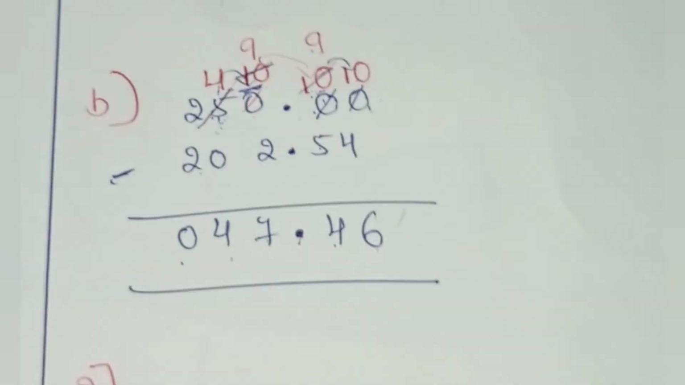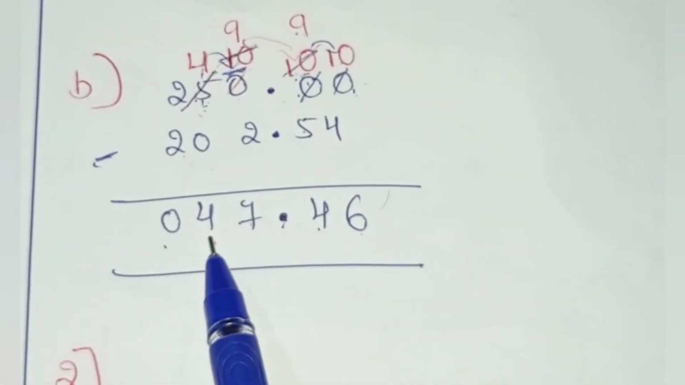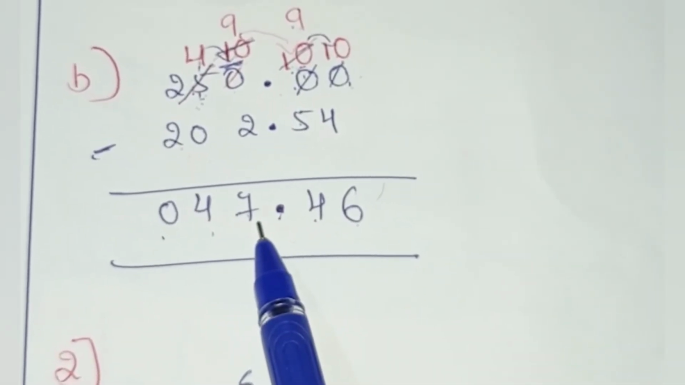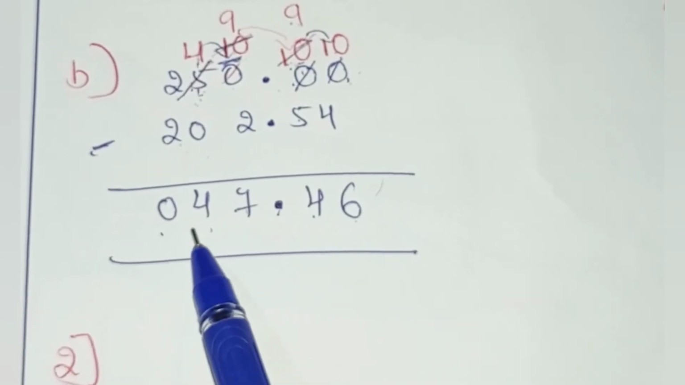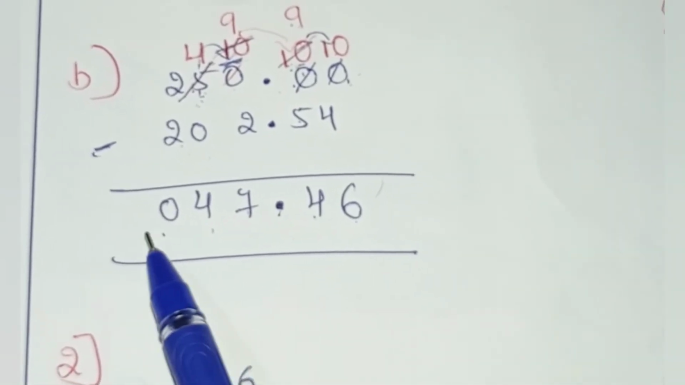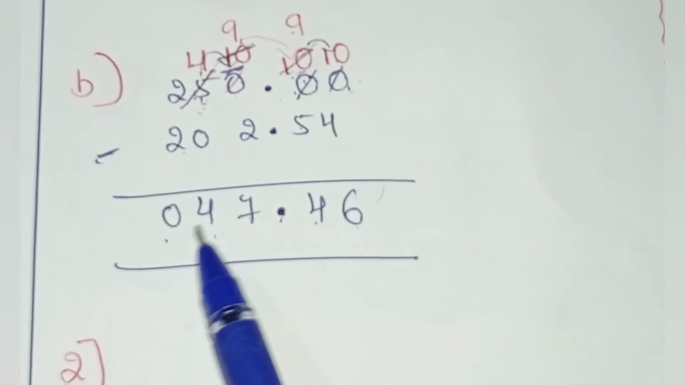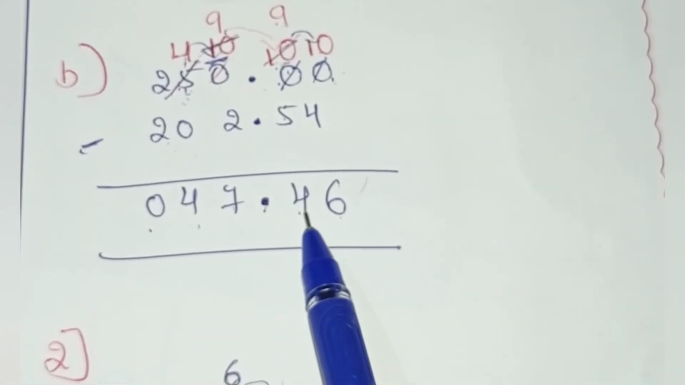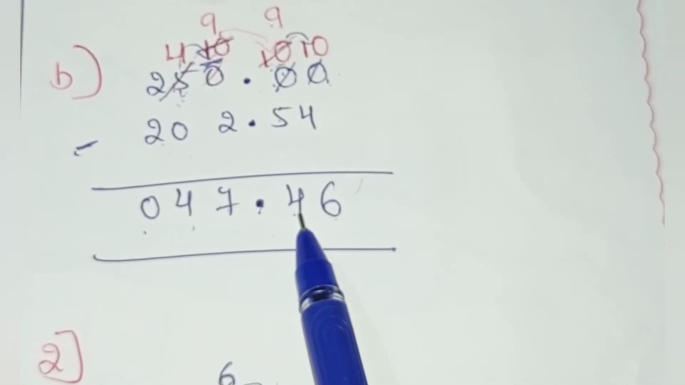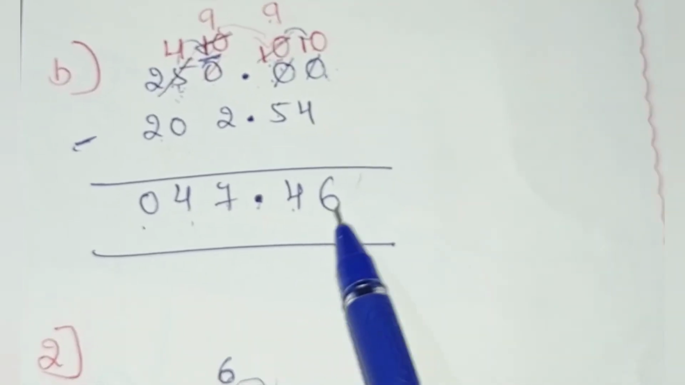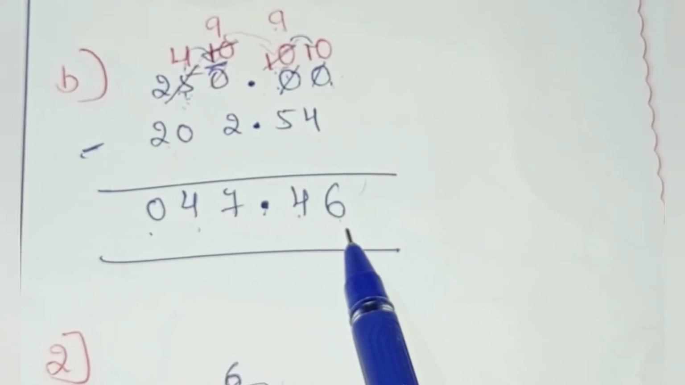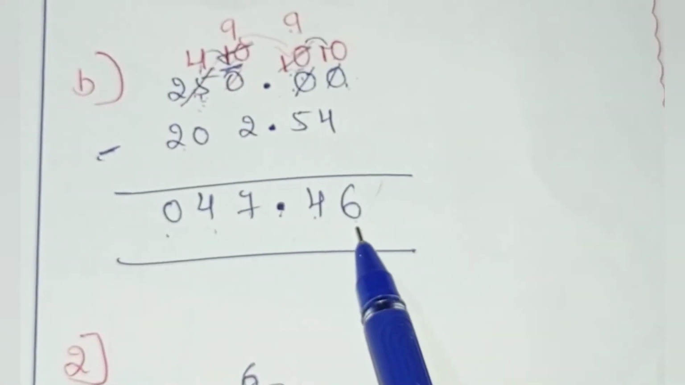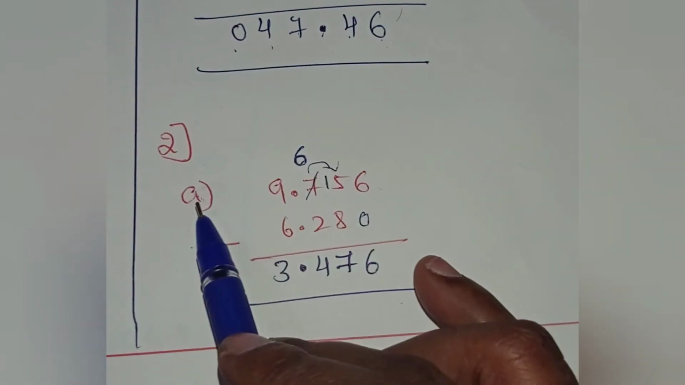Right now, children, what is the final answer? 47.46. This is ones. Place value of 7 is ones. 4 is tens. 0 is hundreds. Right? Decimal point. Place value of this 4 is tenth. Okay? Here hundredth. Okay? Now we move to the second main question.